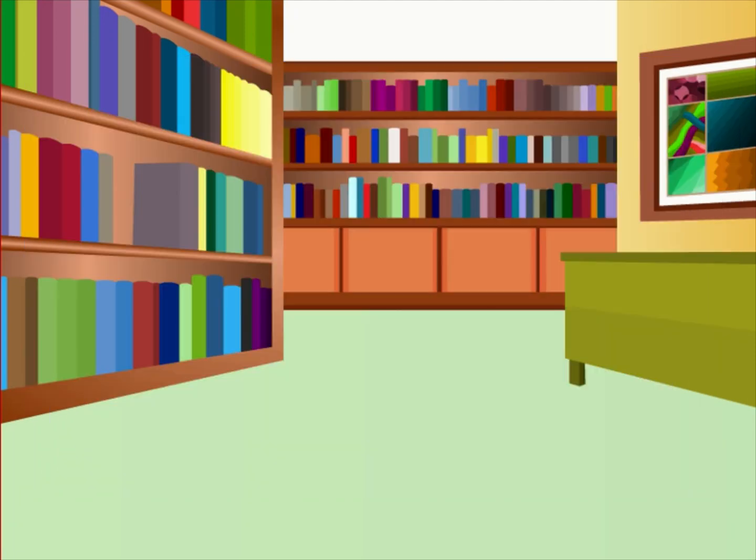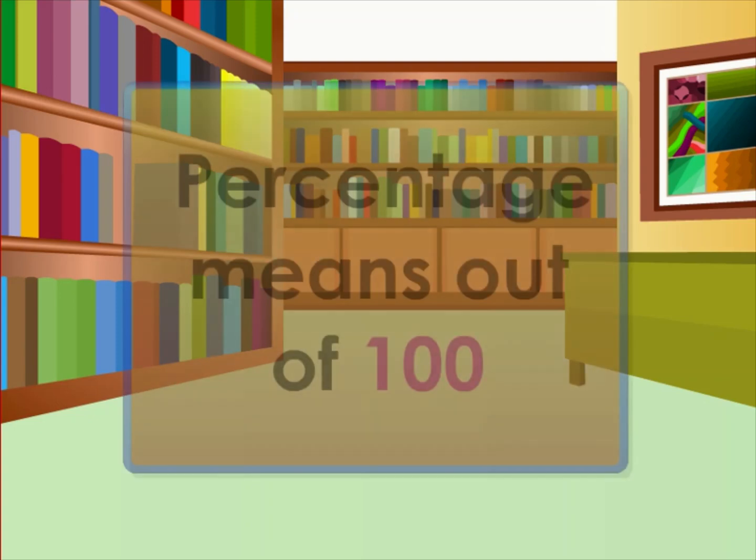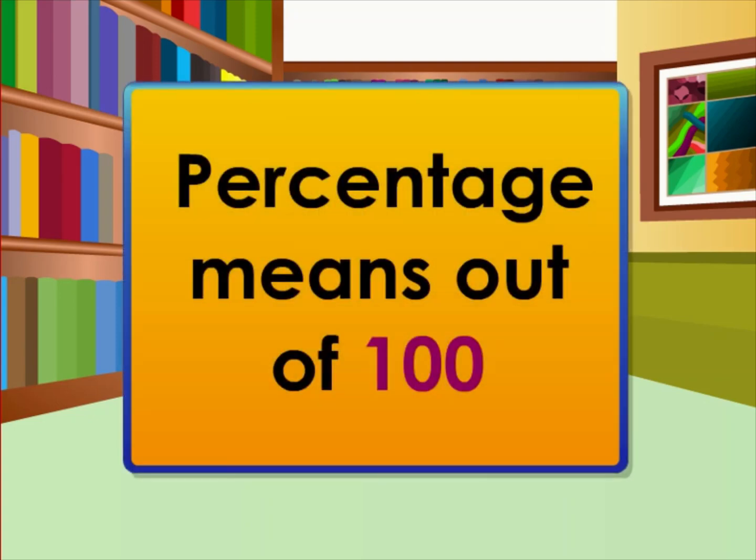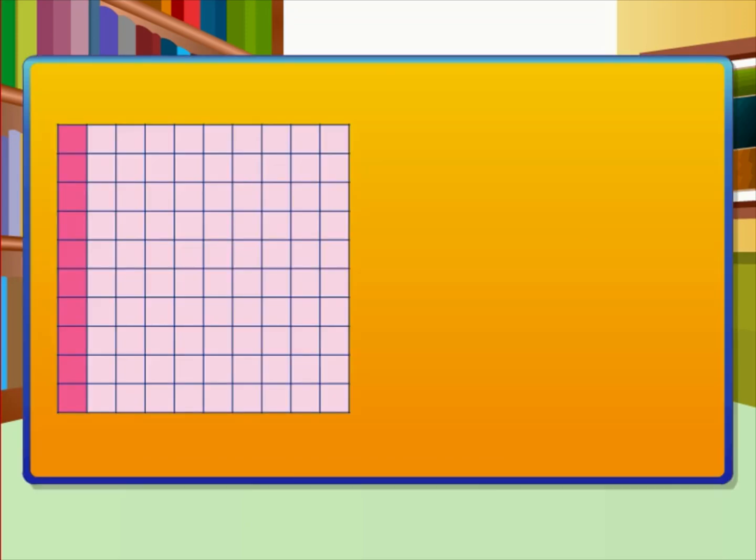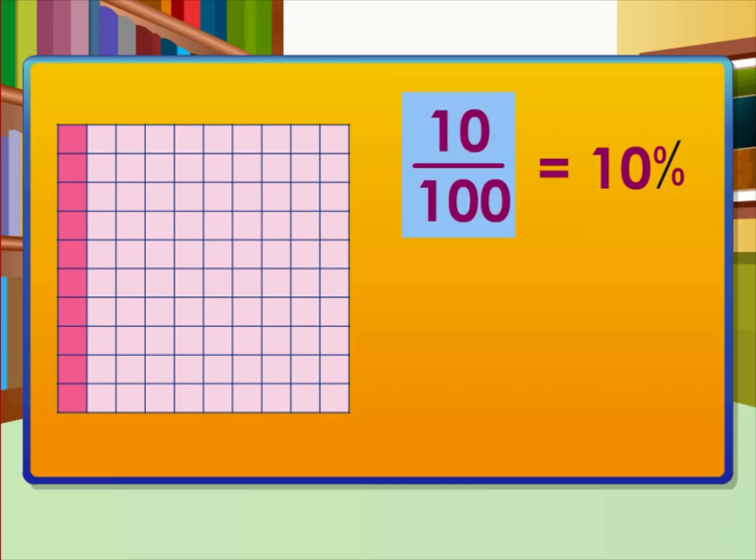Now let's do it another way. You know that the word percentage means out of 100. We use this sign to show percentage. 10 squares out of 100 are shaded. We can write it as 10 over 100 or 10%, which can be simplified to 1 over 10.